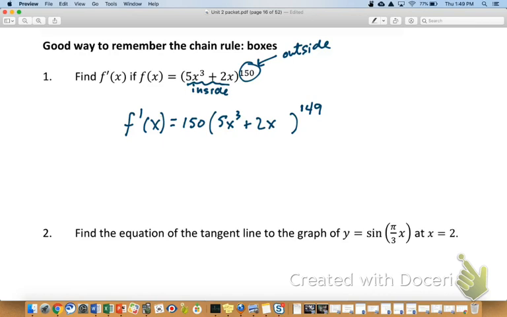So now I want to open that smaller inside box. What's the derivative of the little box? 15x squared plus 2. There we go, 15x squared plus 2. And now because there were only 2 boxes, I'm done. Is that fine as our final answer? Please don't do anything else with that.